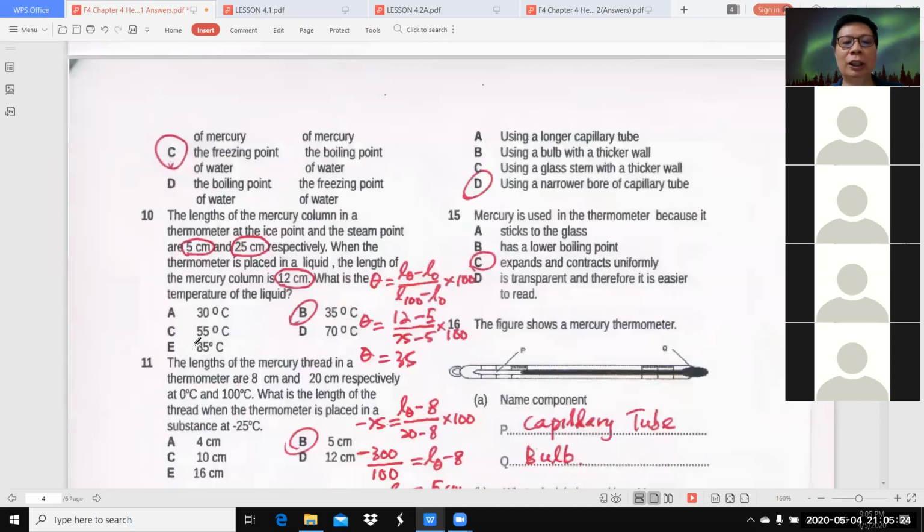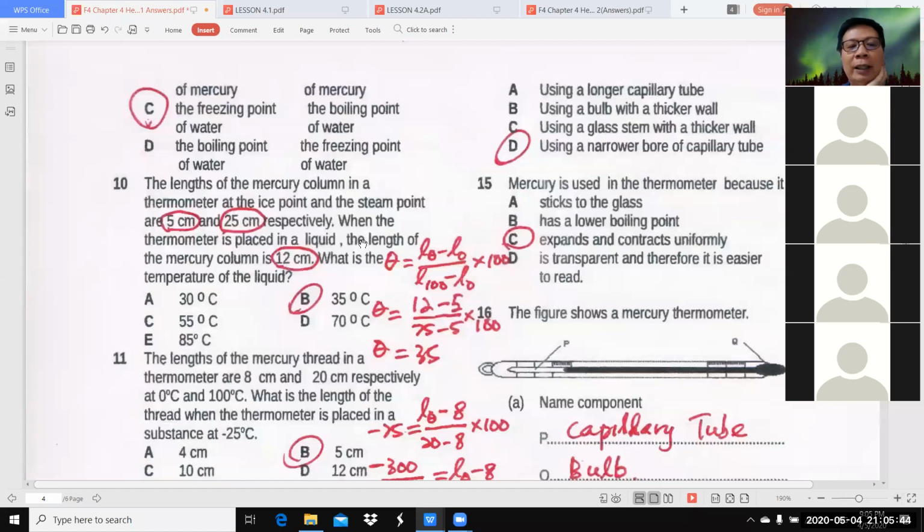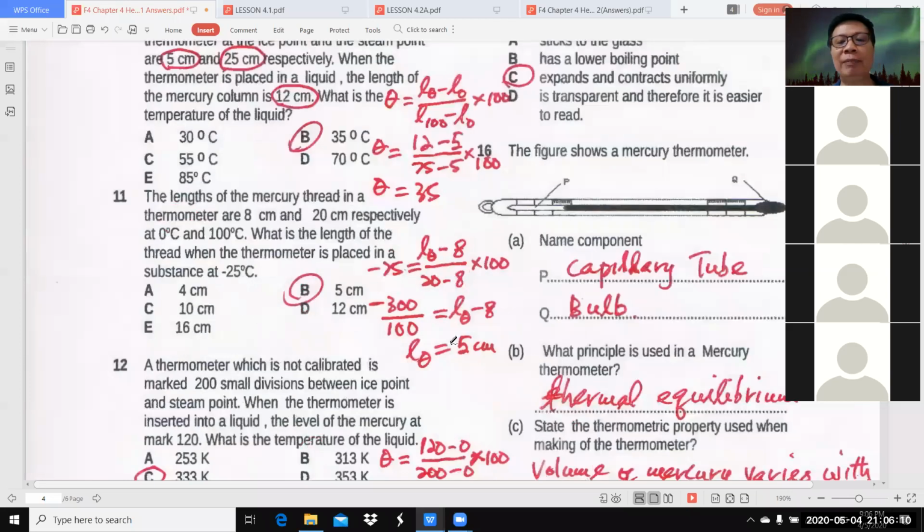Okay, number 10, calculation. Use this formula. Length of mercury at ice point and steam point is 5 cm and 25 cm. So L0 is 5, L100 is 25. When the thermometer is placed in a liquid, the length now is 12 cm. So L theta is 12. Find the temperature. Using the formula: L theta 12 cm, minus 0 is 5 cm, over 100 is 25 cm, times 100 degrees Celsius. Calculate, you get 35. So the answer is 35. This calculation is very simple. Can you remember the formula?